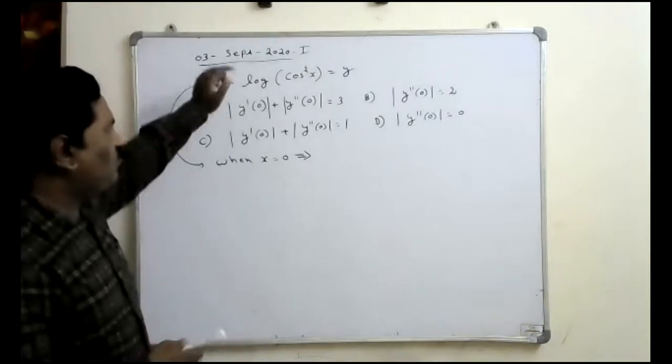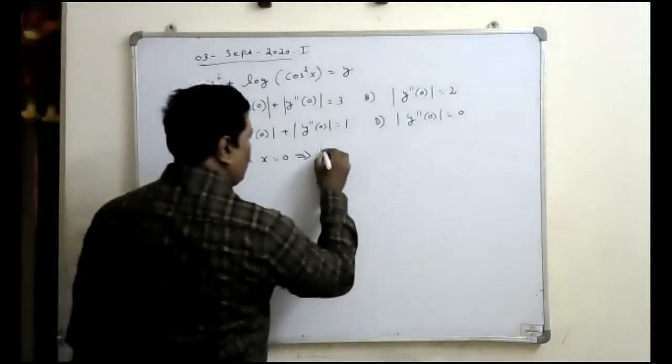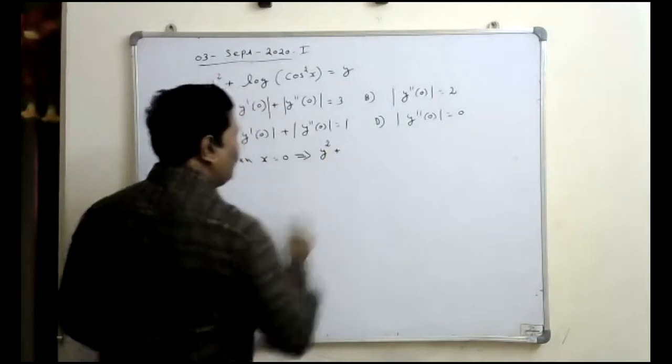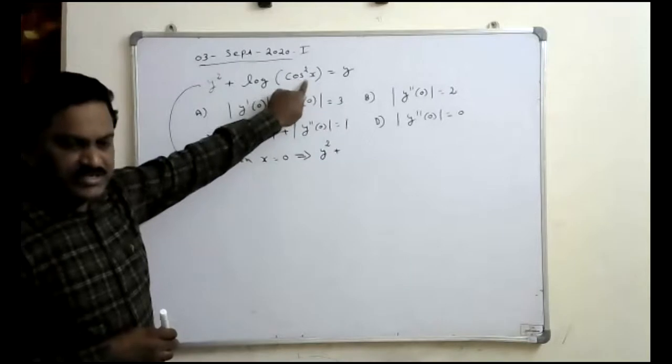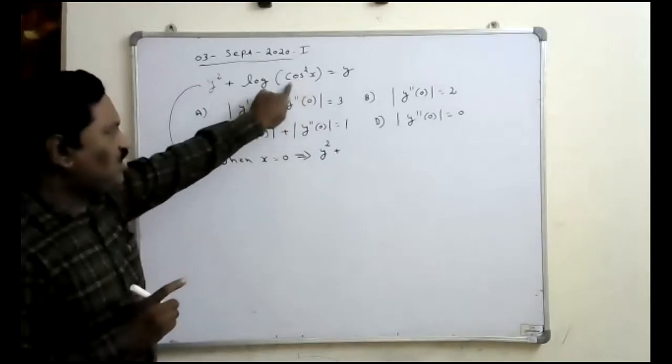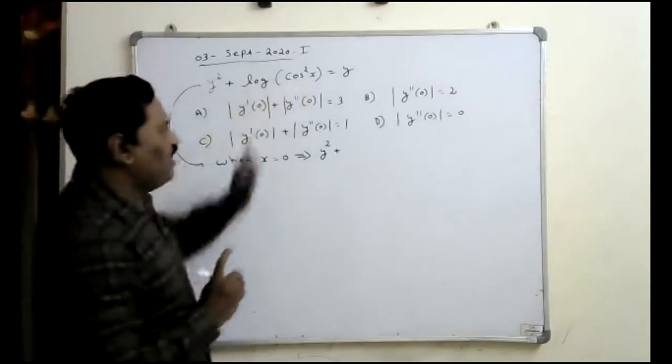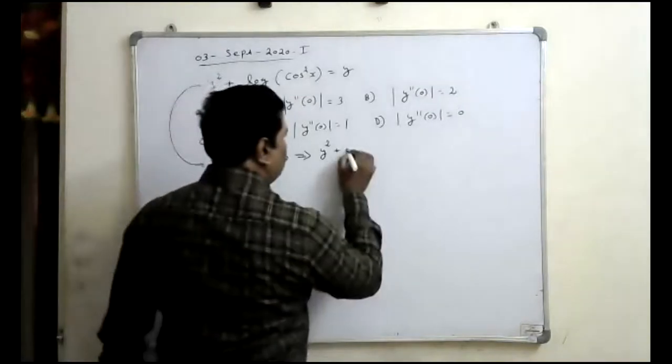Keep x is equal to 0 in this, then we'll get y square plus, if x is 0, cos square of 0. Cos square 0 is 1, log 1 is 0. Log 1 value is 0, so it is equal to y.